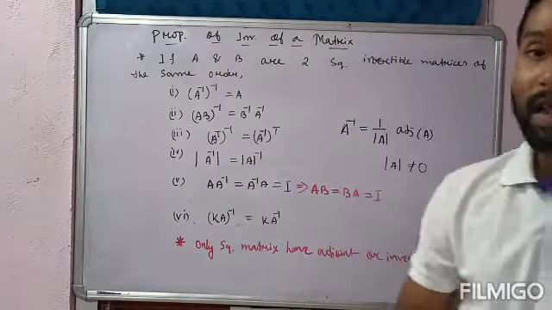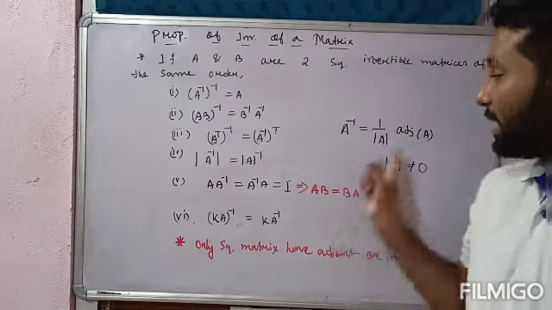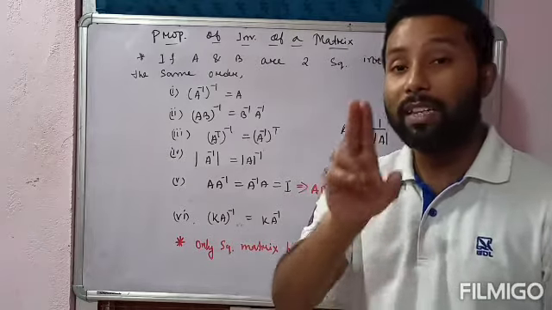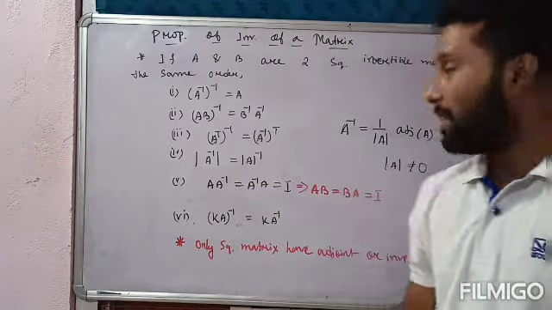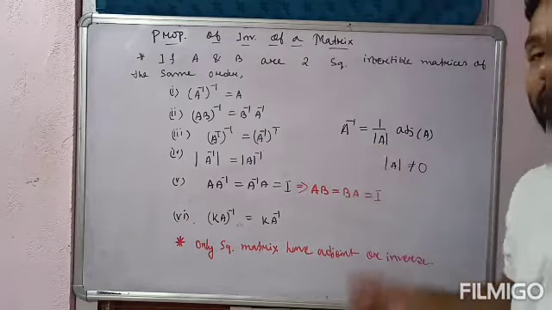If A is singular, then A inverse does not exist. If A is non-singular, then only we can find the value of A inverse, right? So what are the requirements to calculate A inverse? First of all, you have to find the determinant of A. Don't find the adjoint of A first.